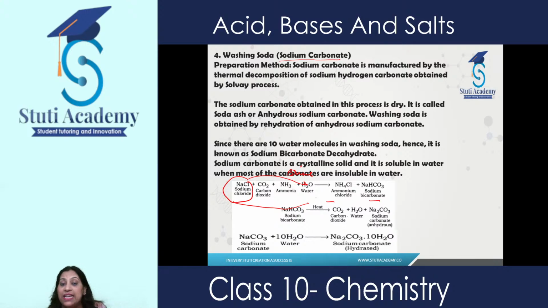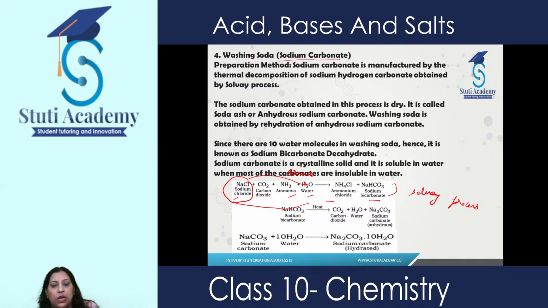So when we heat this, we get sodium carbonate, and this is known as the Solvay process. This we have already discussed. The raw materials which we are using in the preparation of washing soda are ammonia, calcium carbonate, water, and sodium chloride. So these are the things which we are using in its preparation.